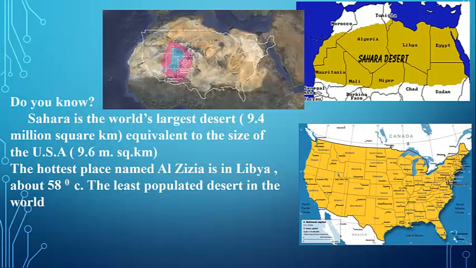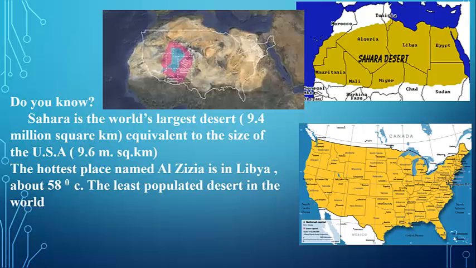Do you know Sahara is the world's largest desert? It's about 9.4 million square kilometers. It's almost equivalent to the size of the United States of America, which is 9.6 million square kilometers in area. It is the hottest desert in the world. Why? Because the hottest place named Al Azizia is in Libya, which is part of the Sahara Desert. You know its temperature? It's very hot, about 58 degrees Celsius.